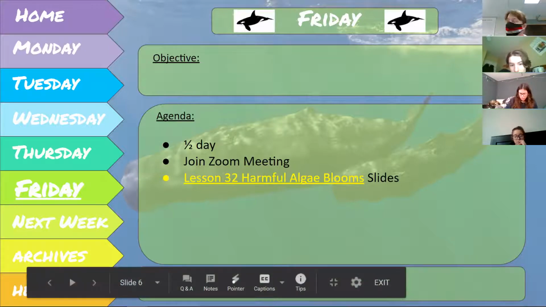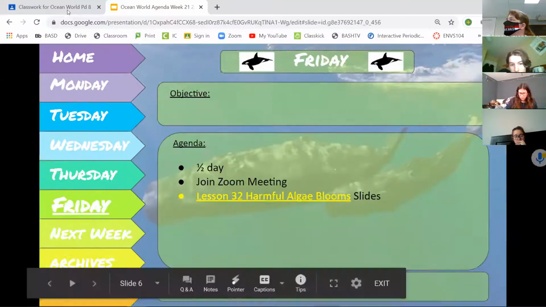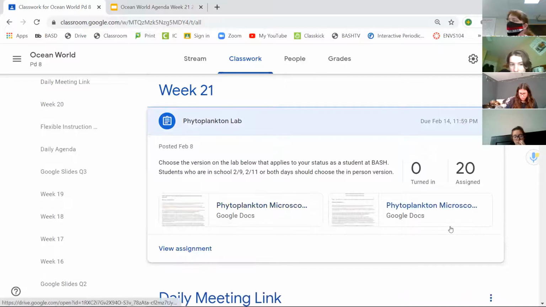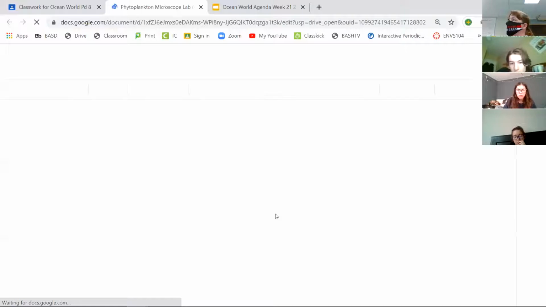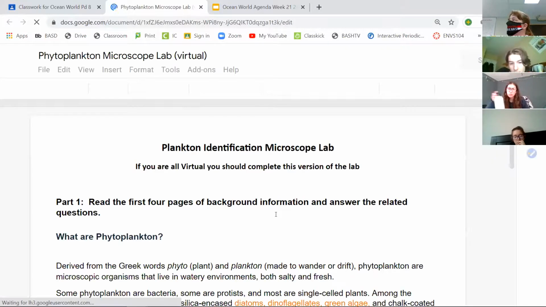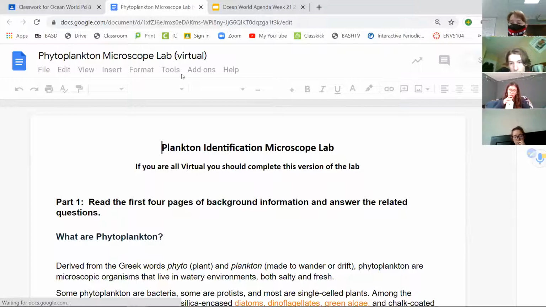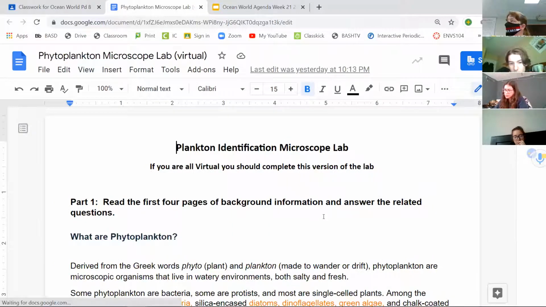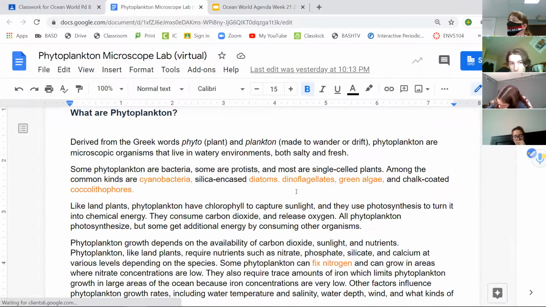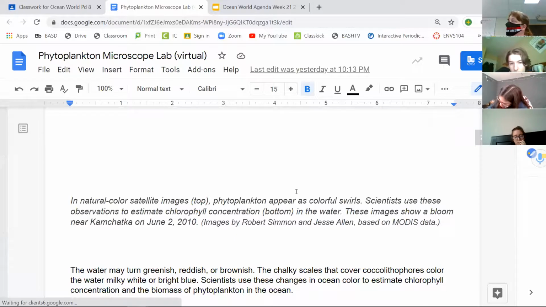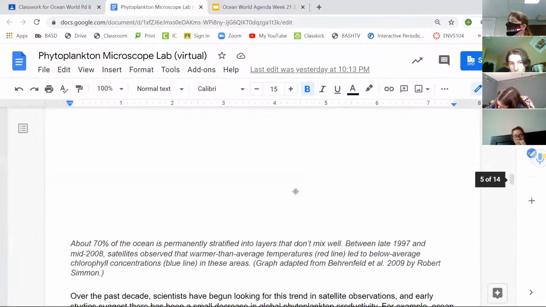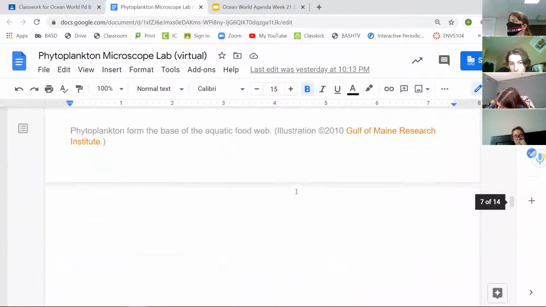So what does this look like in Google Classroom? In Google Classroom, there's actually 2 different documents. One of the documents is for students that are all virtual. So if you will never physically be in the building to do the microscope portion, you have your own version. Part 1 looks exactly like the other version. There's a lot of pictures in here that aren't loading currently. Okay, looks like a lot of reading, but it's not.